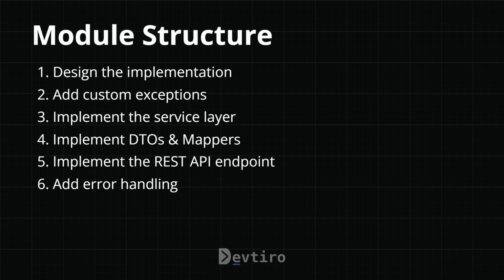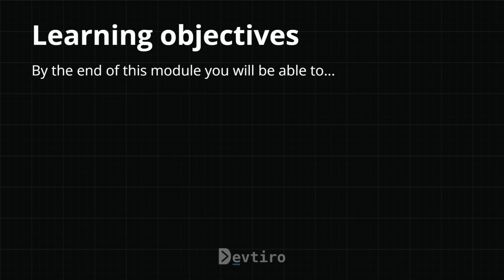returning any errors in the correct format and with the correct status codes. We'll then test our brand new Create Event feature. So now for the learning objectives.